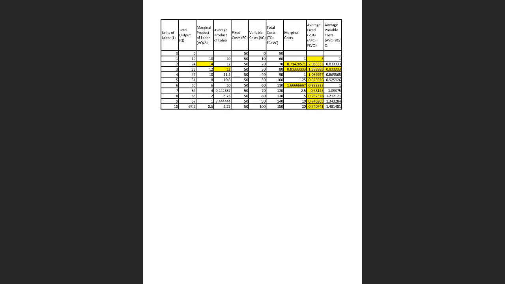So there's the units of labor, the total output, and that marginal product of labor like we just discussed. It's the change in output divided by the change in labor. One we did not talk about was the average product of labor, which is your output divided by your workers. If one worker produces 10, that's an average of 10. If 2 workers produce 24, that's an average of 12. If 3 produce 36, it's an average of 12, and so forth.